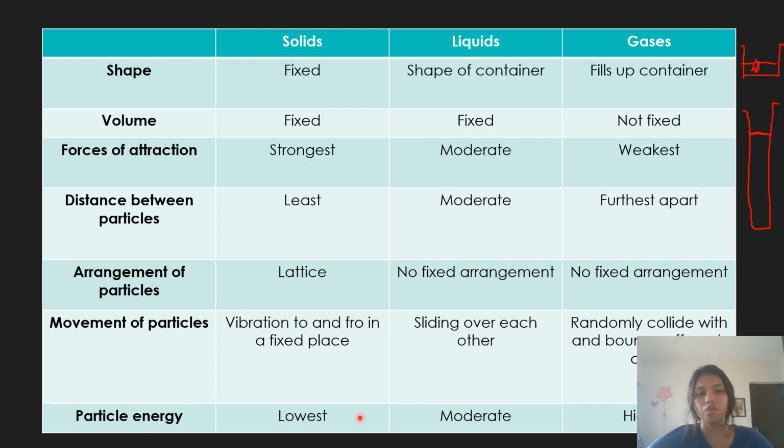Particle energy. Now obviously the state of matter that has the least motion amongst particles will have the lowest kinetic energy as well. Now you see gases are always moving, colliding, they have no fixed arrangement, they're farther apart. The forces of attraction are weak, which means their particle energy is the highest. Solids have strong forces of attraction that hold them together, and all they can do is vibrate. So they have the least particle energy. And then liquids again moderate.